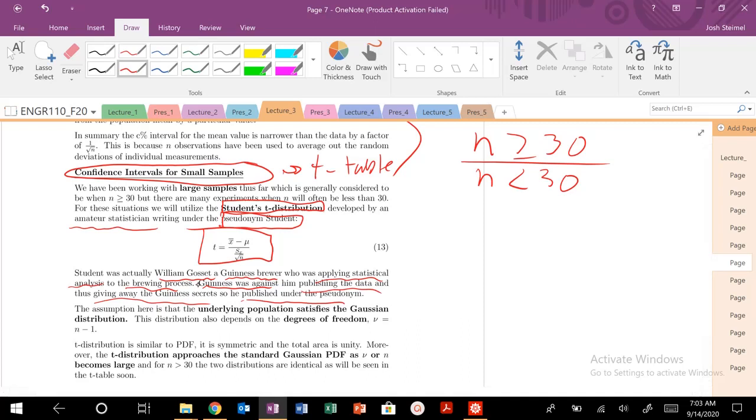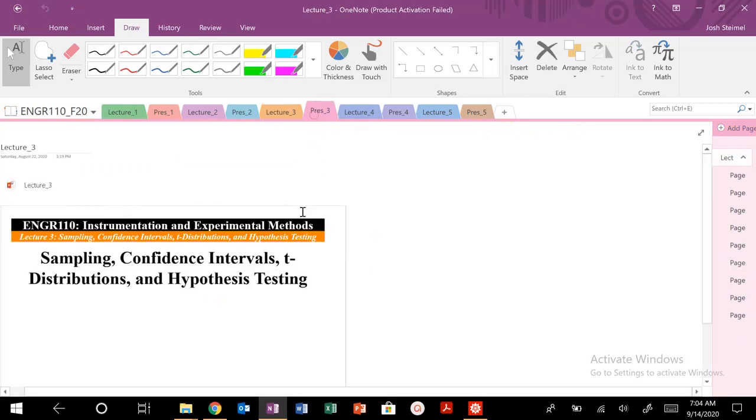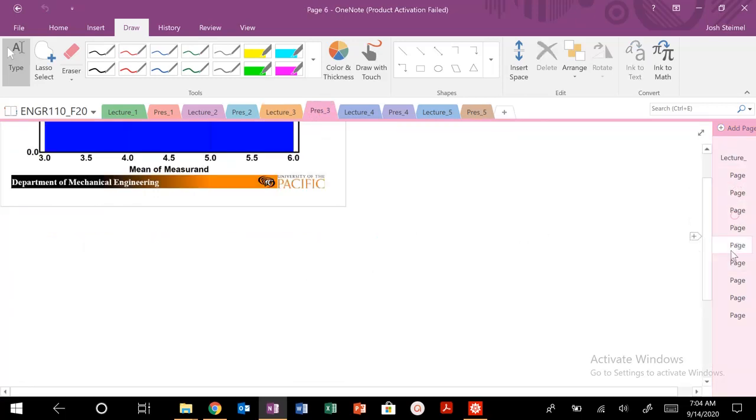So this is the t-distribution. The assumption here is that the underlying population satisfies the Gaussian probability distribution, but again, it doesn't matter as long as you're dealing with means. We're going to introduce a new term called the degrees of freedom, nu. Nu is just n minus 1, the number of samples minus 1. The t-distribution is very similar to the Gaussian PDF. It is also symmetric, and the total area is unity. And as our t-distribution approaches the standard Gaussian, or as n becomes large or greater than 30, the two distributions will look essentially identical. We can see that by looking at our t-table right here.